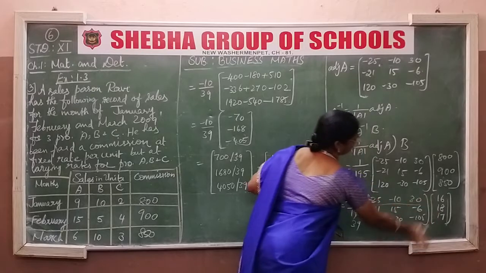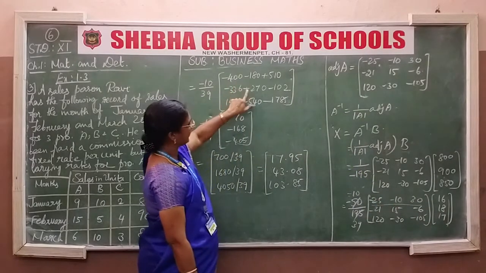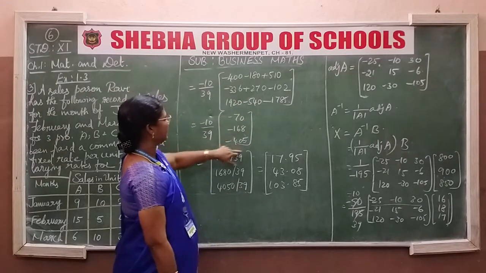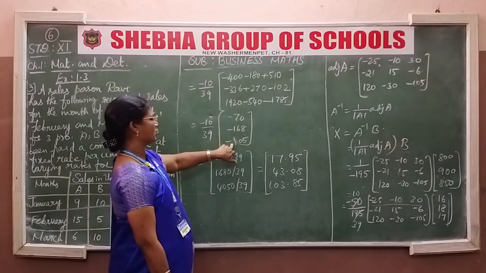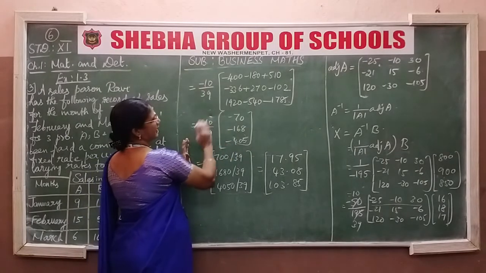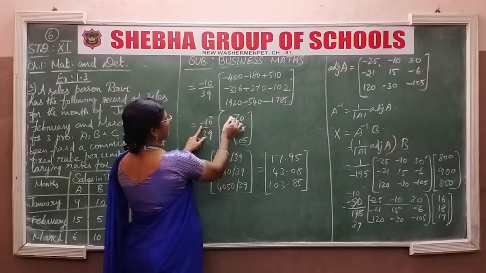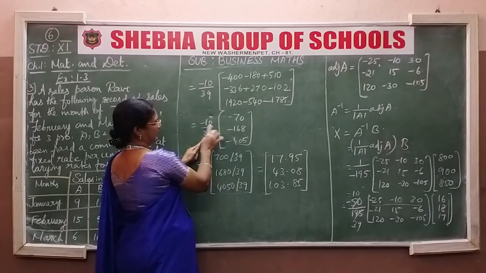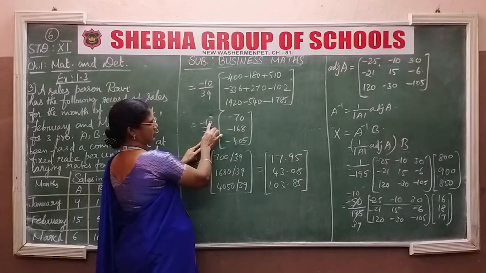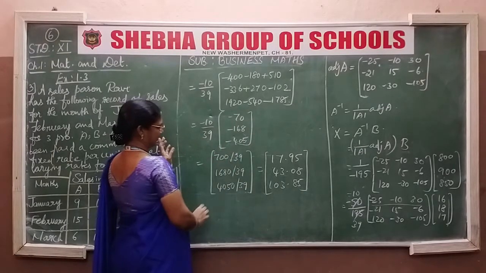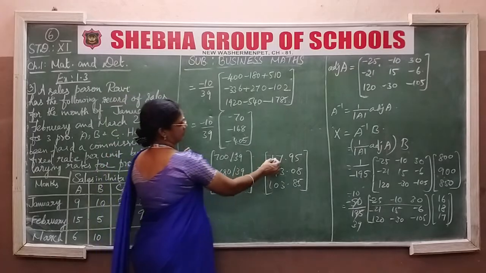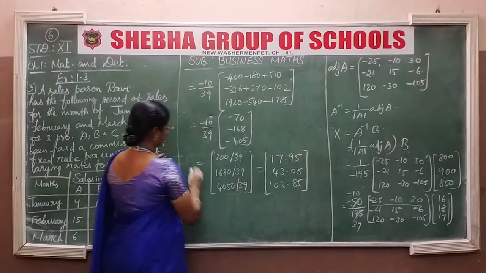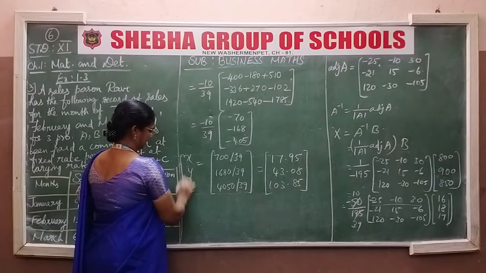First multiply the first row into first column, second row into first column and third row into first column, we get this. After the calculation we get minus 70, minus 168, minus 405, and taking this term inside. Okay, we get minus into minus plus 70 into 10, 700 by 39, and minus into minus plus 168 into 10, 1680 divided by 39 and so on. We get 17.95, 43.08, 103.85. So this is our x, y, z.